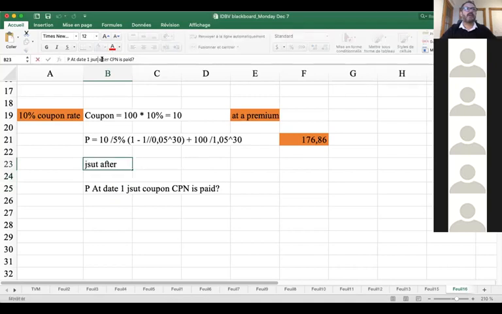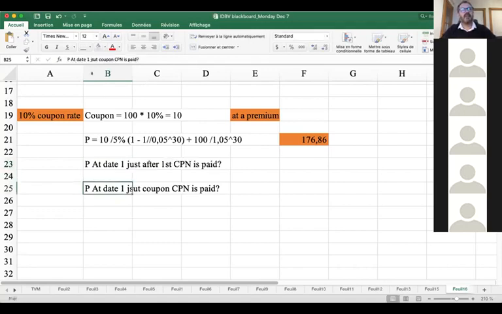What is P just after the first coupon is paid? What is changing? And then what is the value of the price of the bond just before the coupon is paid? Coupon 1 is paid. So I let you try to find the solution to these two questions. I let you 5 minutes and we discuss the answers.